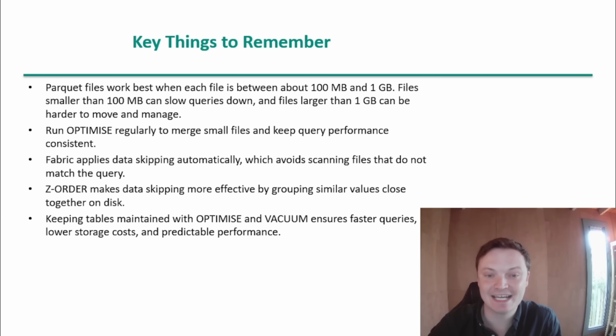Fabric applies data skipping automatically, which avoids scanning files that do not match the query. Z-order makes data skipping more efficient by grouping similar values close together on disk. Keeping tables maintained with optimize and vacuum ensures faster queries, lower storage costs, and predictable performance.